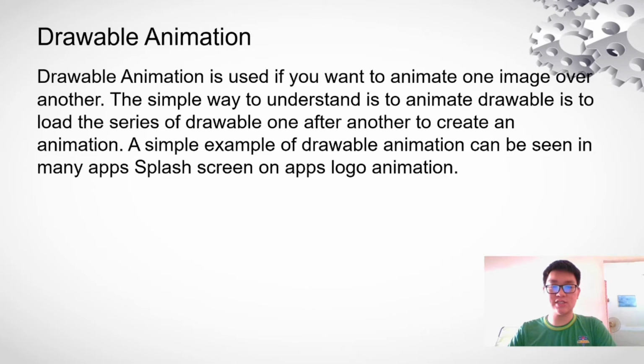And third, the last animation is drawable animation. Drawable animation is used if you want to animate one image over another. The simple way to understand it is to run a series of drawables one after another to create an animation. A simple example of drawable animation can be seen in many apps, such as splash screens and app logo animation.